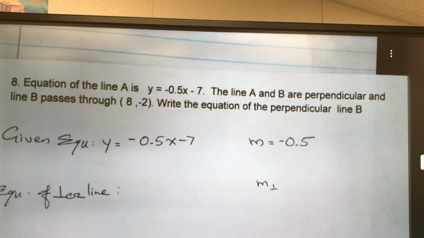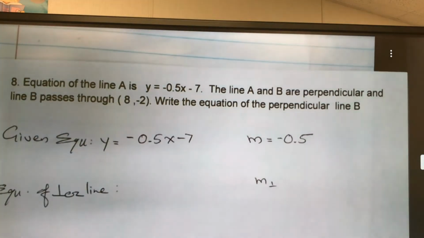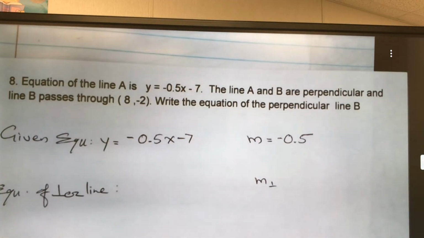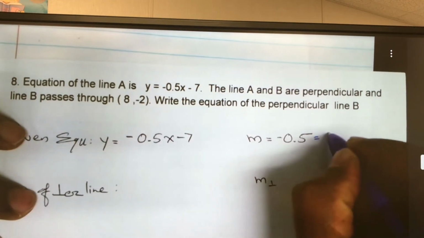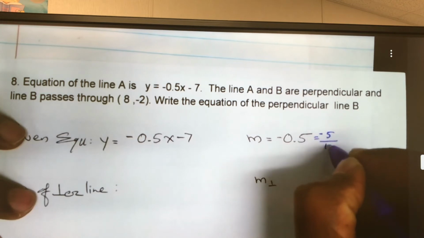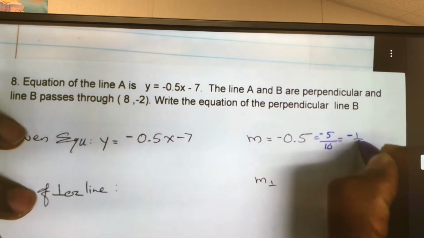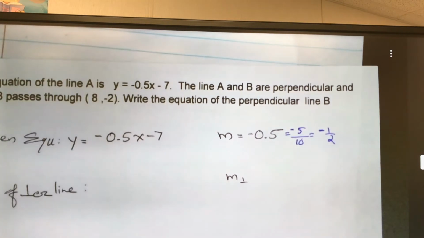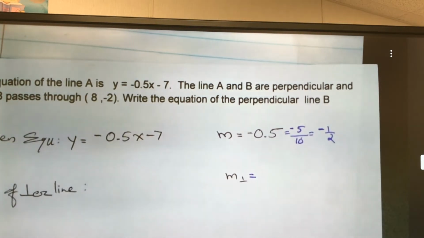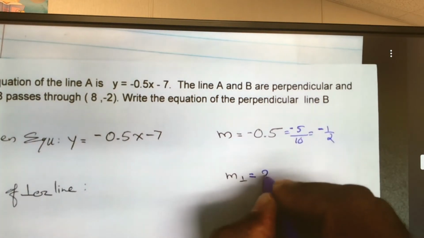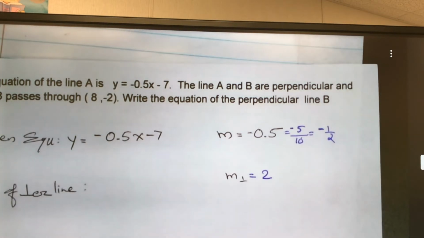So I need to convert 0.5 to a fraction. You already know that 0.5 means half. Otherwise, I can write 0.5 as 5 over 10, then we can simplify it to 1 over 2. The slope of my given line is negative 1 over 2. So the slope of the perpendicular line is the opposite reciprocal. Negative becomes positive, 1 over 2 becomes 2 over 1. So 2 over 1 is basically 2.